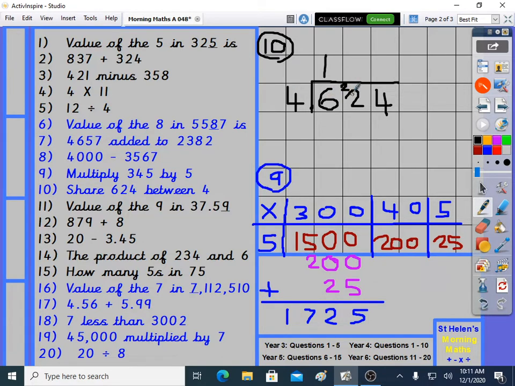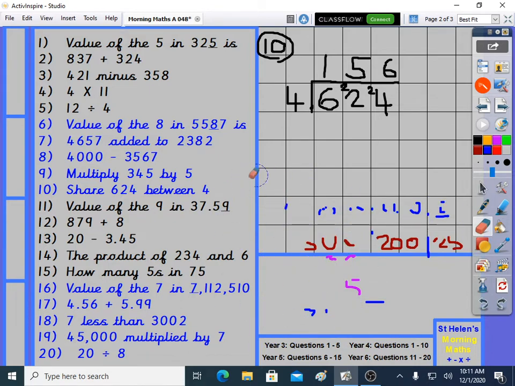Lots of 4s in 22. 4, 8, 12, 16, 20. I counted 5 in 20, but that says 22, so I have a remainder of 2. Lots of 4s in 24. 4, 8, 12, 16, 20, 24. I counted on my fingers, and my fingers said 6. So the answer is 156. And we can go on to question 11 next.